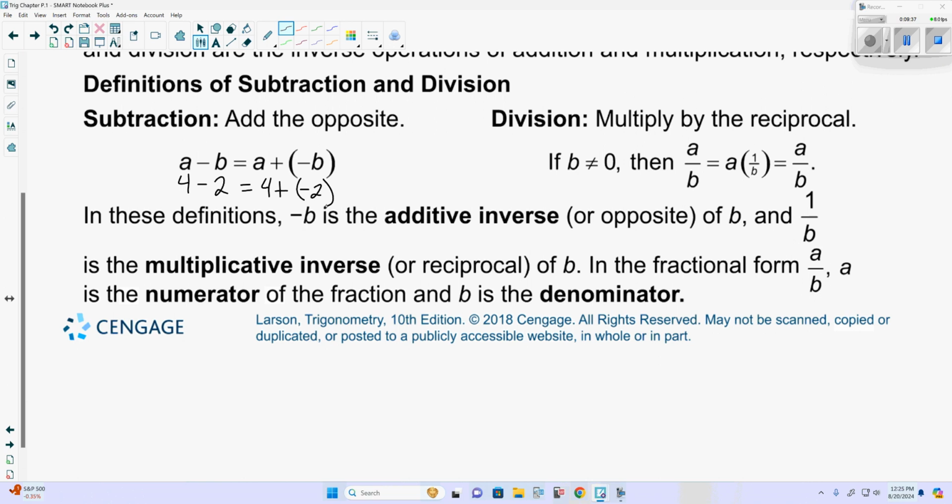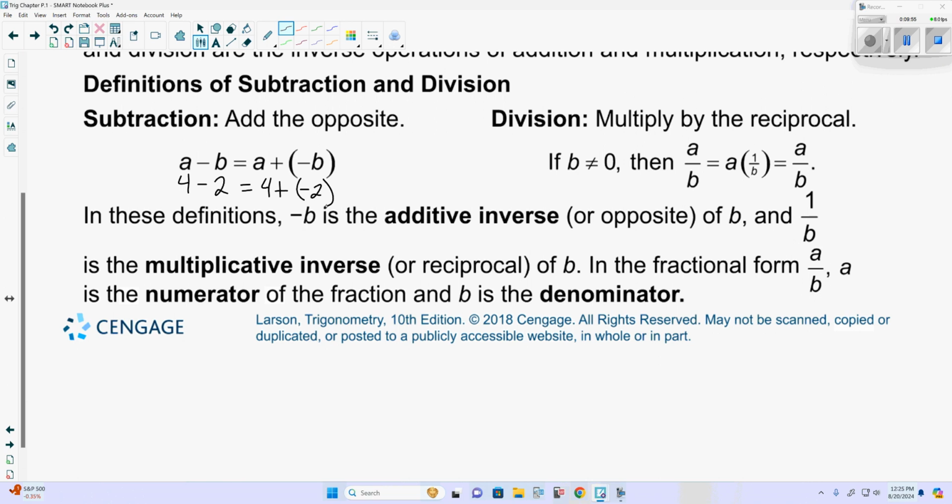Over here, instead of dividing, we're just multiplying by 1 over b, which is the multiplicative inverse, or reciprocal of b. In fractional form, a over b, a is the numerator of the fraction and b is the denominator.